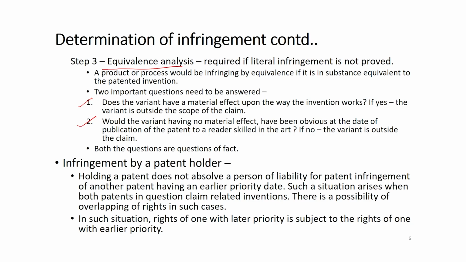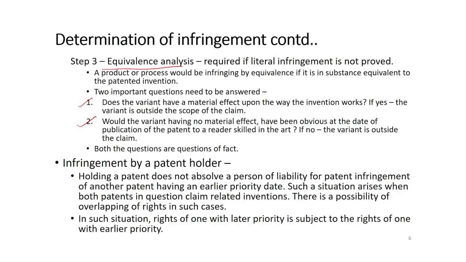If it really affects the way the invention works, it is a significant variation. That variant itself may be a different invention. But if the variant you have introduced is not affecting the way my invention works, then this variant is nothing but a colorable variant, a minor variant, and therefore it is nothing but a case of infringement by equivalence. So this is question number 1. Does the variant affect the way in which the invention works?